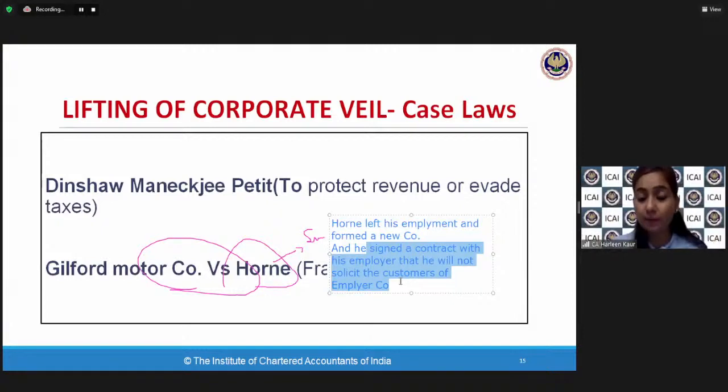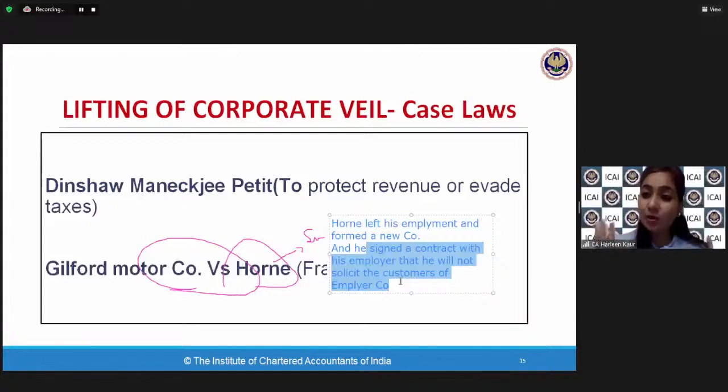And this employer company, Guilford Motor Company, where he used to work, filed a case against Mr. Honda: why are you doing this? You are breaching our contractual relationships, you've already signed a contract, and now we need to file a case against you. So this Mr. Honda was very smart. He said, please apply the principle of separate legal entity. I am not doing any illegal activities. I am not doing any fraud. It's my company who is doing the fraud. Why don't you go and hold it?